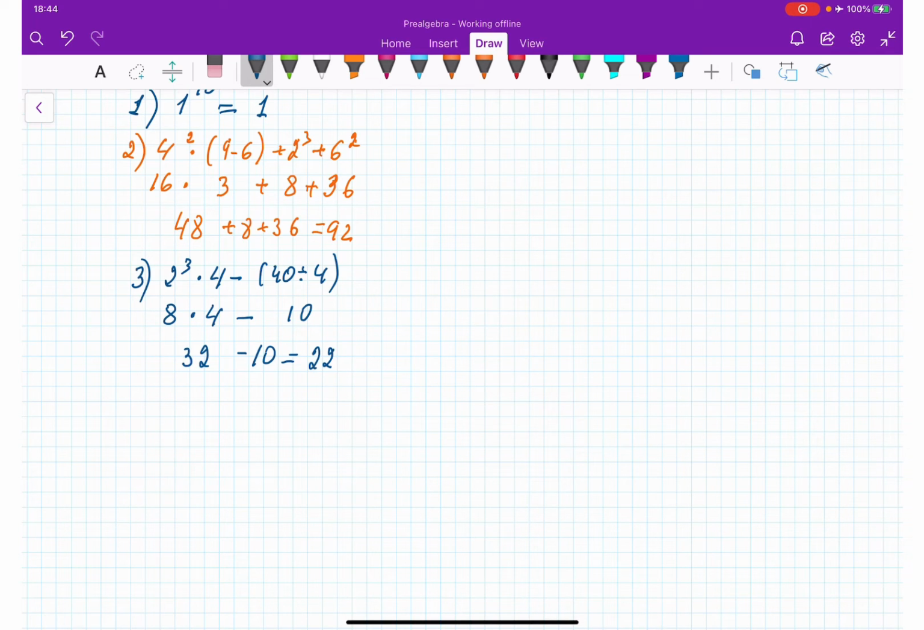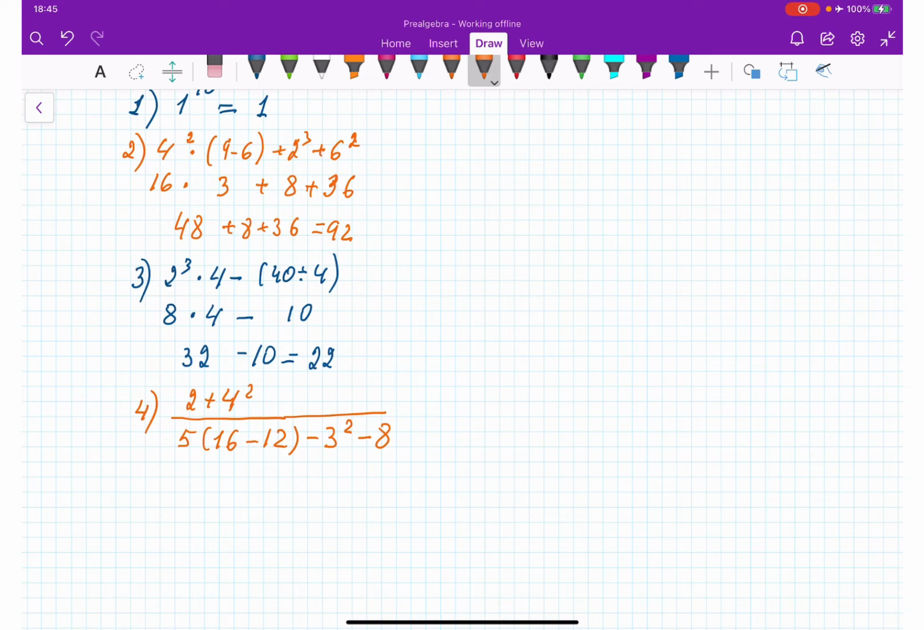Question number 4. 2 plus 4 squared, divided by 5 times 16 minus 12, minus 3 squared, minus 8.